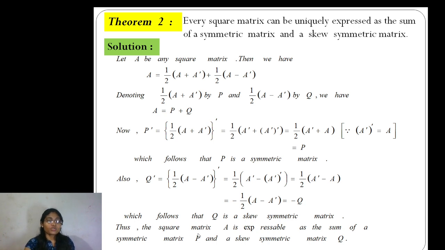So thus the square matrix capital A can be expressed as the sum of a symmetric matrix and a skew symmetric matrix. The square matrix capital A is expressible as the sum of a symmetric matrix P and a skew symmetric matrix Q. Okay, clear?